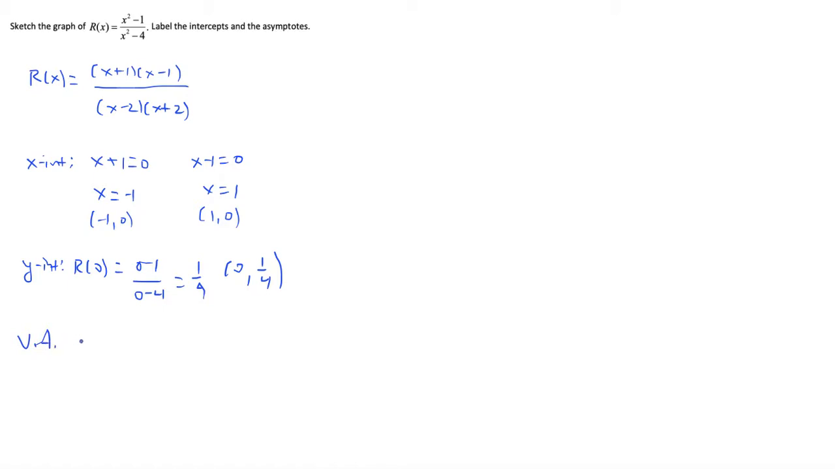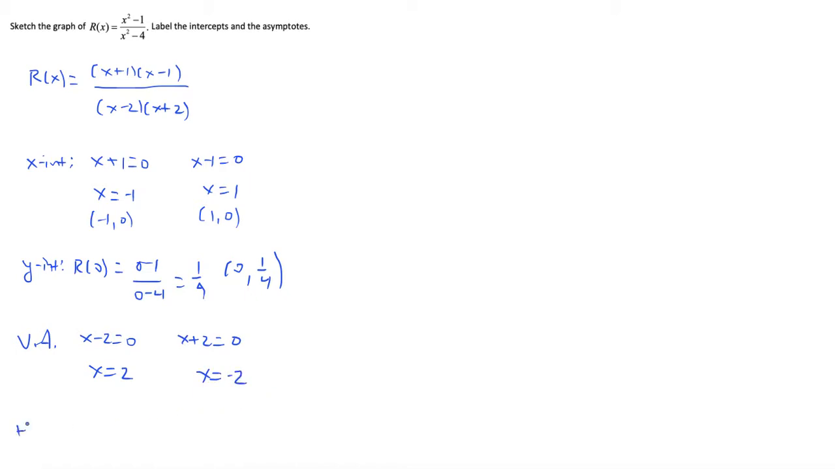Once again, order doesn't really matter. But to find the vertical asymptotes, we set the denominator equal to 0. Similarly, there are two factors, which means we are going to have two vertical asymptotes here. These are lines, so this is the equation of a line: x equals +2 and x equals -2.